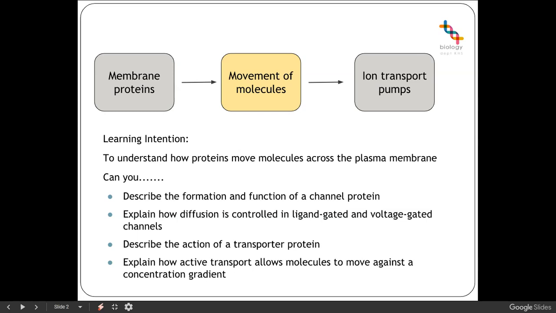What you need to know is an understanding of how the proteins move molecules across the plasma membrane. You need to be able to describe the formation and the function of a channel protein. You need to explain how diffusion is controlled in both ligand-gated and voltage-gated channels. You need to describe the action of a transporter protein and explain how active transport allows molecules to move against a concentration gradient.